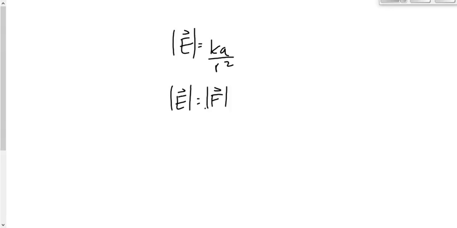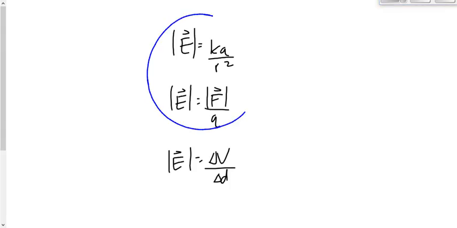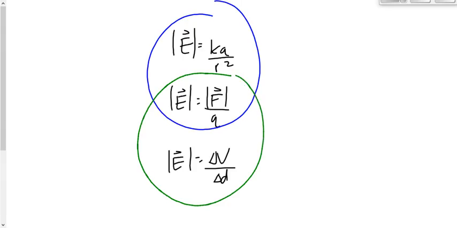I'm going to write those three equations again on the board. kQ over R squared, that's my producer equation for a non-uniform field. E is equal to F over Q, that's my experiencer equation. And then this new one that I just learned, E is equal to delta V, the potential difference, divided by delta D, the distance between the charges. I'm going to circle the top two equations. Now I'm going to circle the bottom two equations.